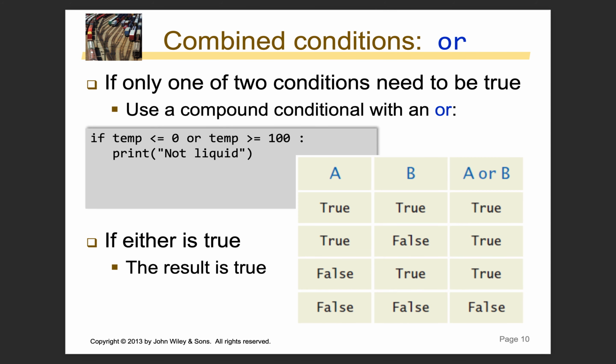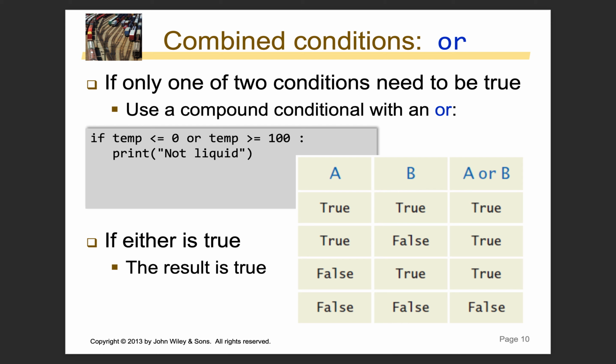Another operator we use is the OR operator, and we use the OR operator if only one of two conditions needs to be true. So if we wanted to check if something wasn't a liquid, we could check whether or not its temperature is less than or equal to 0, because if it's less than or equal to 0, it's going to be ice, so it's going to be a solid, or if the temperature is greater than or equal to 100, because if the temperature of water is greater than or equal to 100, it's going to turn into steam. Okay, and steam is a gas, ice is a solid, neither of those are liquids.